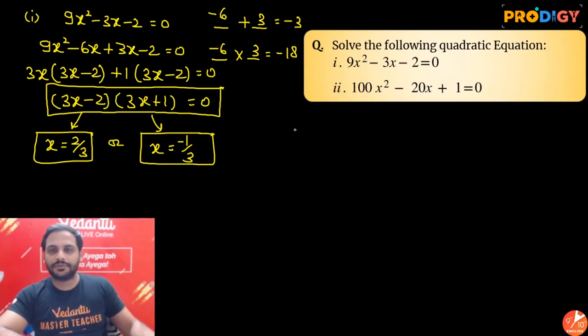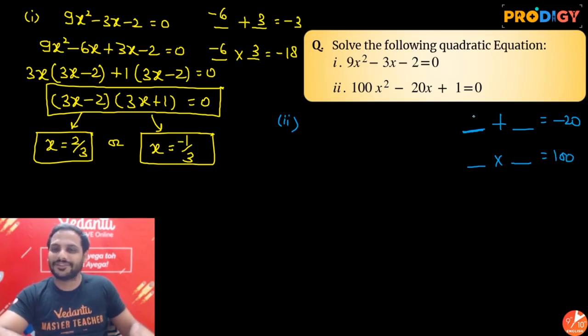Next one, look, the second one. So here, a is equal to 100. I want two numbers such that their addition is equal to b, which is minus 20, and their multiplication is 100 into 100. What are those numbers? Minus 10 and minus 10.